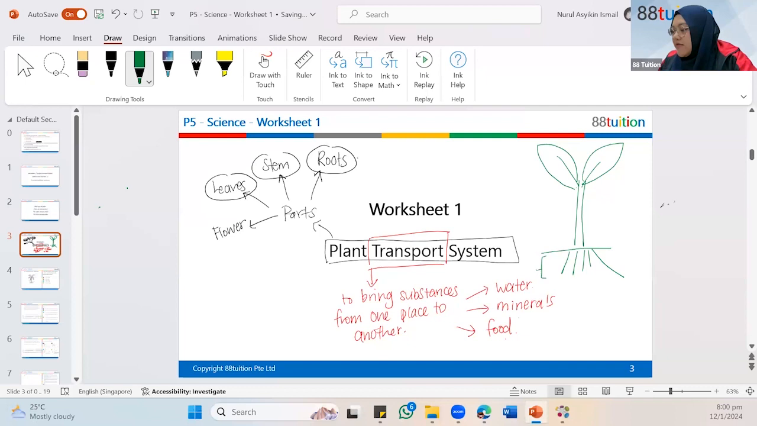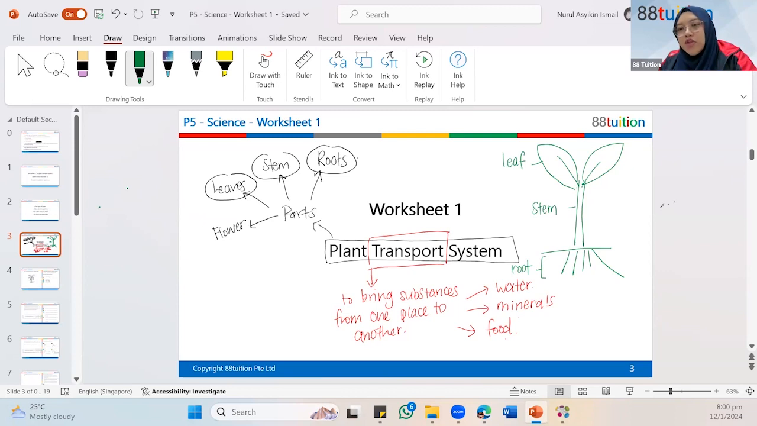So I'm going to label this as roots. I'm going to label this as stem, leaf. Okay, so far so good because these are the things you have covered in primary 4. What are the additional things you need to know?